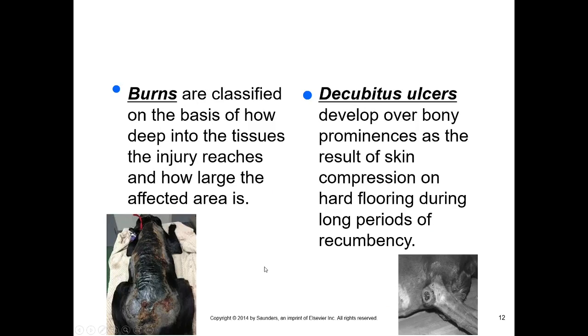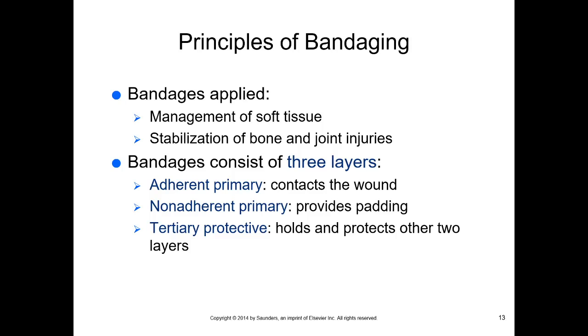Burns are classified on the basis of how deep into the tissue the injury reaches and how large the affected area is. This is going to be a severe burn. We are burning through the skin that's black and charred, and it's burned all the way down into the deep tissue. This is a decubitus ulcer, usually over a bony prominence as a result of skin compression on a hard floor if they've had long periods of recumbency or haven't gotten up in a while.